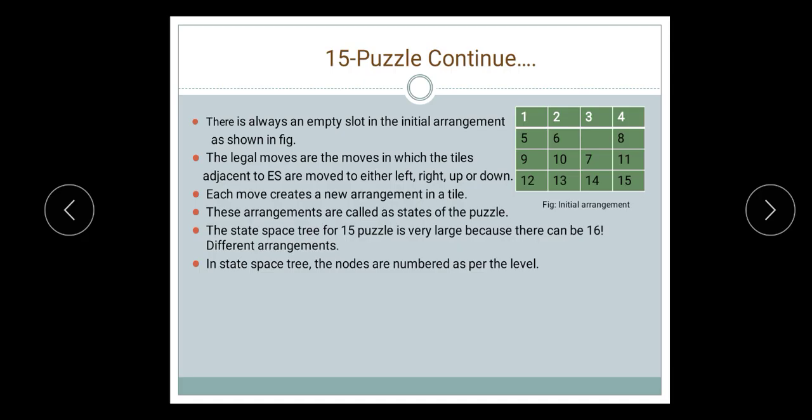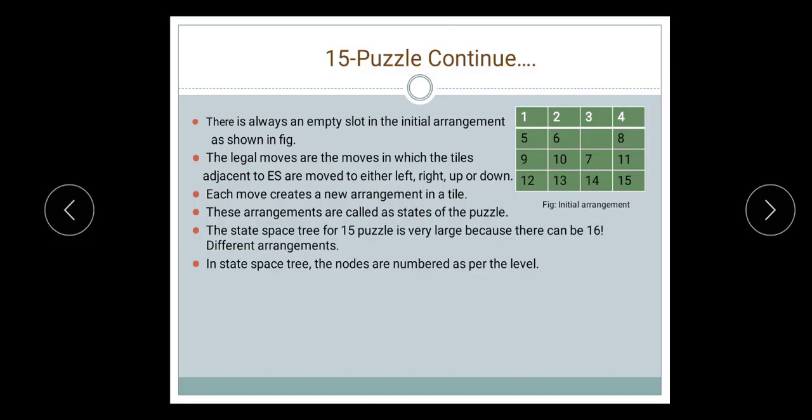Now there is always an empty slot in the initial arrangement as shown in the figure. Any problem can be given to you in which the empty tile is not at its proper position. So we have to move tiles adjacent to the empty slot, which are moved either left, right, up or down. That means to place this empty slot at its proper position, we can move this empty slot either upward, to the left or right, or downward to place the remaining tiles at their proper position. So each move creates a new arrangement of tiles.